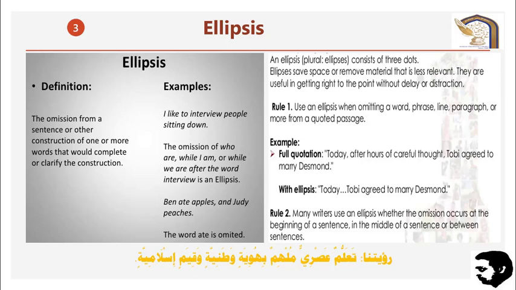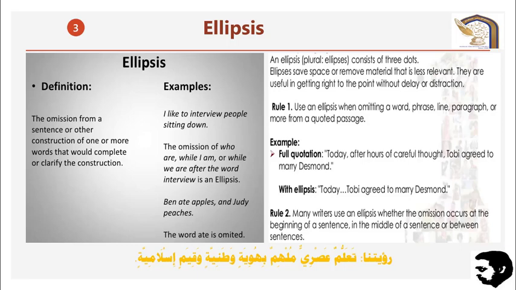Rule number 1. Use ellipses, the 3 dots, when omitting a word, phrase, line, paragraph, or more from a quoted passage. Look at this example of a sentence with full quotation. Today, after hours of careful thought, Toby agreed to marry Desmond. Have a look at the sentence with ellipsis. Today, Toby agreed to marry Desmond.